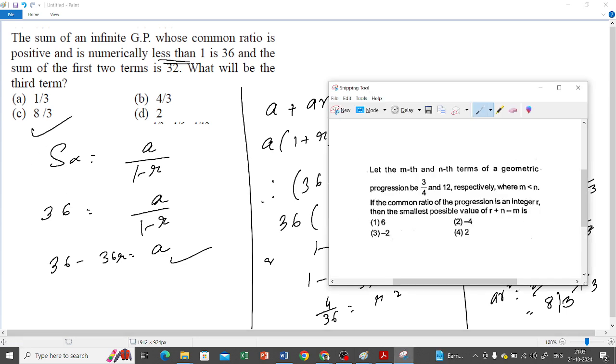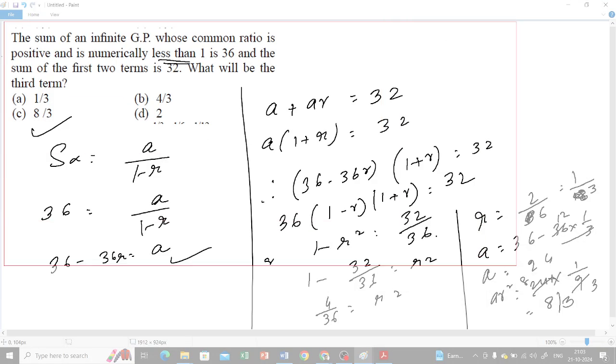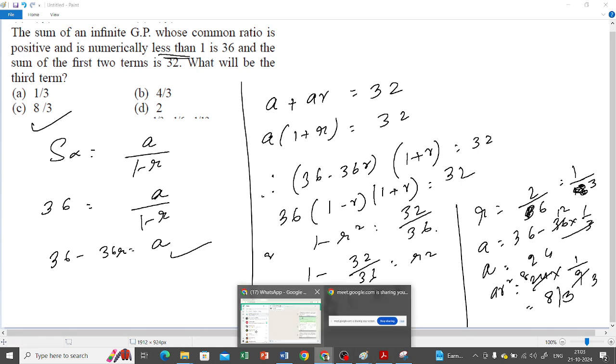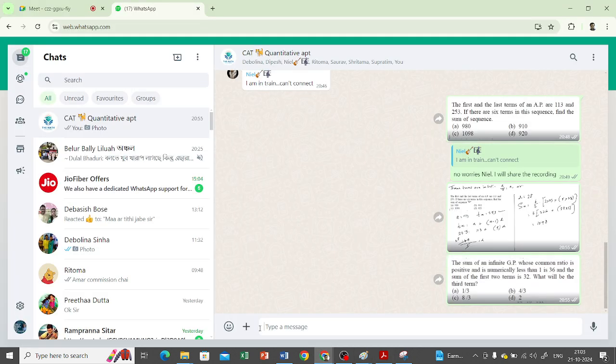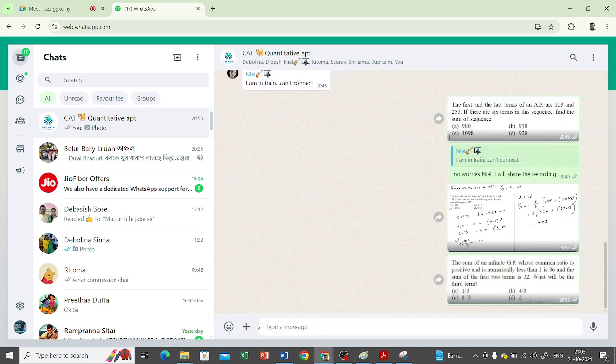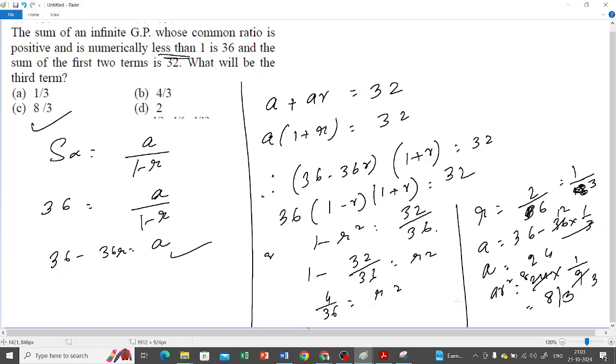Did you understand this? Shritama, Ritama? Yes, sir. Very simple. So this was an application of infinite GP series actually. So I chose this sum. Please copy this and we'll start with the CAT past year sums.